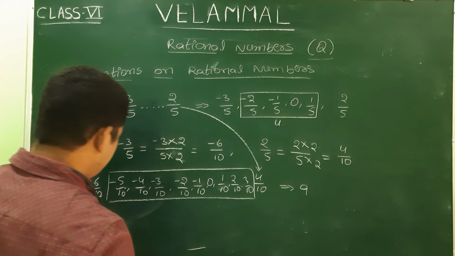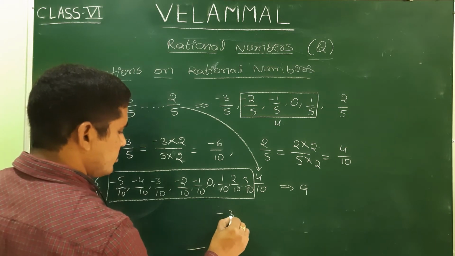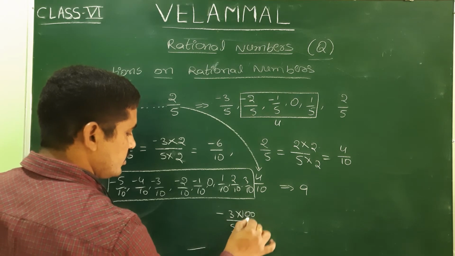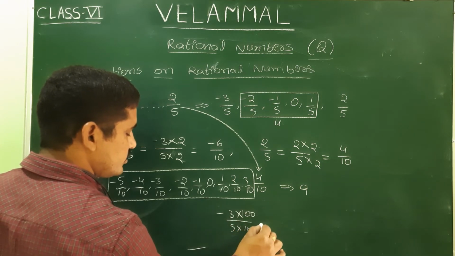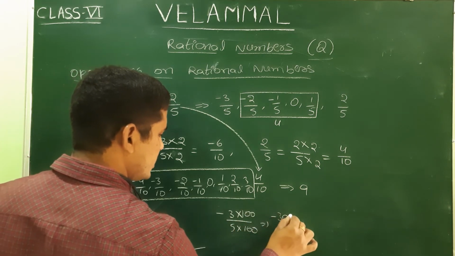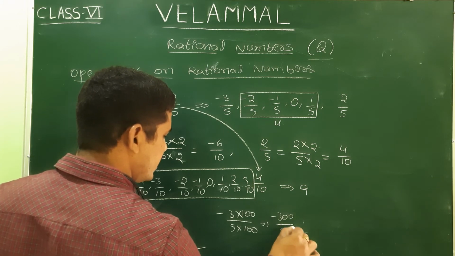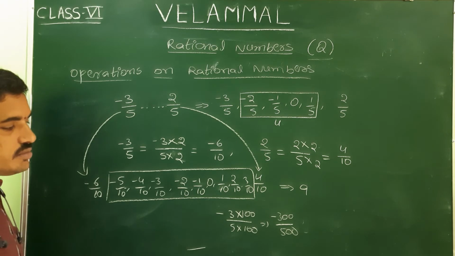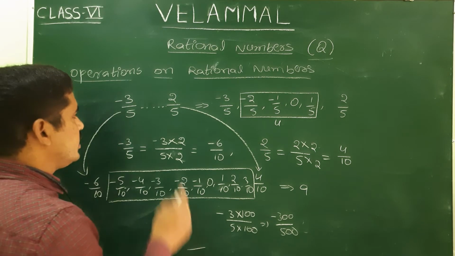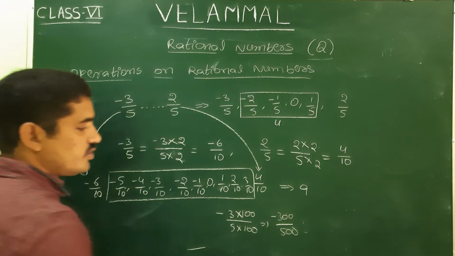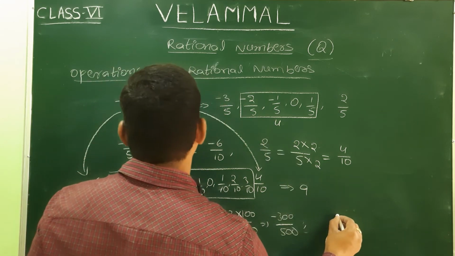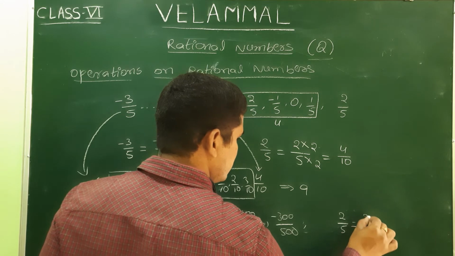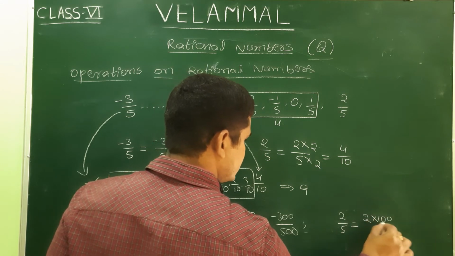Now what I am doing is, for the same minus 3 by 5, I multiply the numerator and denominator with 100. Then we get minus 300 by 500. It is also an equivalent rational number of minus 3 by 5. And for 2 by 5, I multiply the numerator and denominator by the same 100.